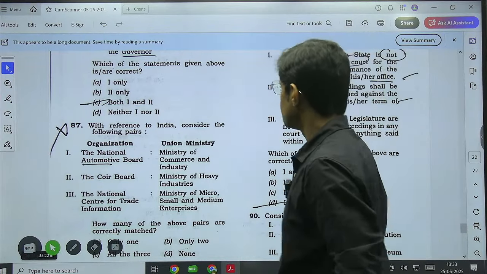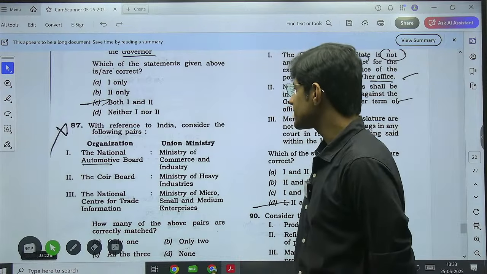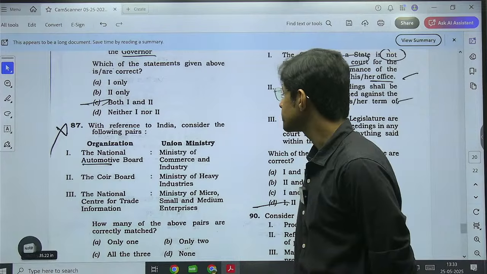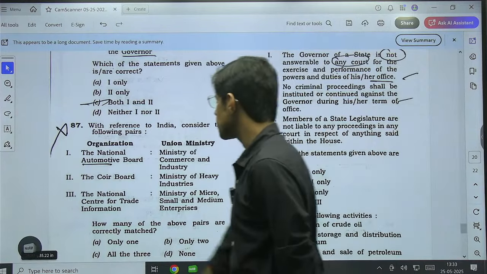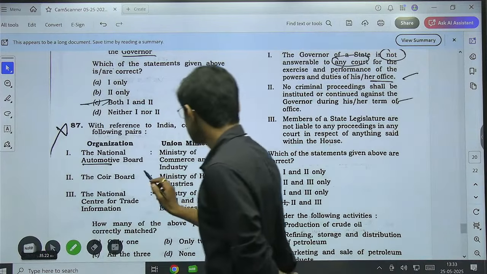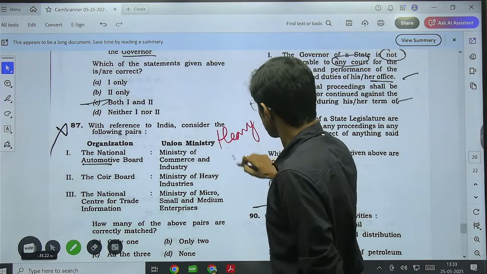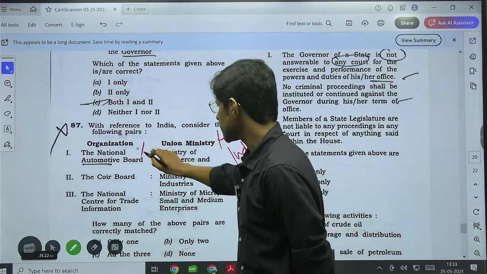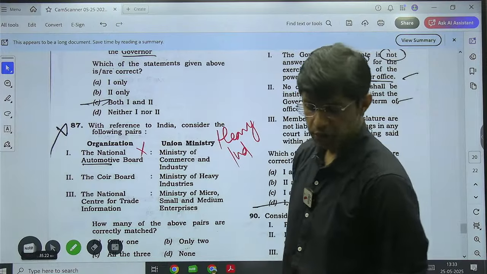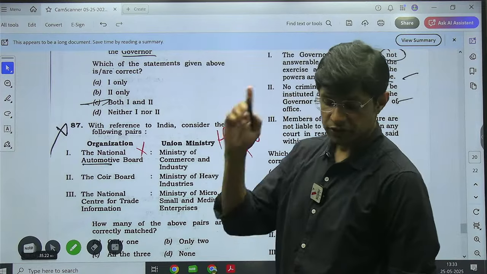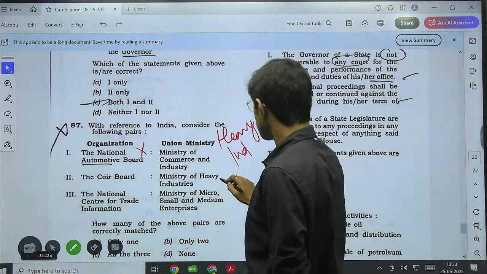Now see, with reference to India, consider the following statements. The National Automotive Board, it comes under the Ministry of Commerce and Industry. No, it comes under the Ministry of Heavy Industries. This is incorrect. The next is the Coir Board. The Coir Board, Ministry of Heavy Industries, no, it's the Ministry of Micro, Small and Medium Enterprises.